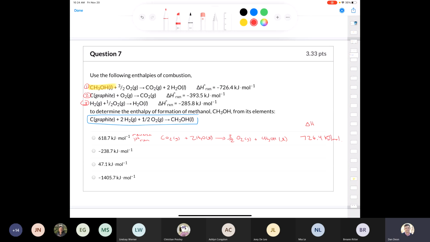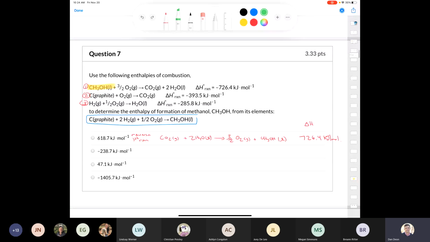If I look at the second equation, it's the only place that I see graphite. And there's 1 mole of it, and I need 1 mole of it in my final equation. And so I'm not going to do anything to equation number 2. I'm just going to write it out as is. Equation 2, again, I'm not going to change it. I'll put carbon, graphite, plus O2 gas gives me CO2 gas. The delta H of the reaction is negative 393.5 kilojoules per mole.